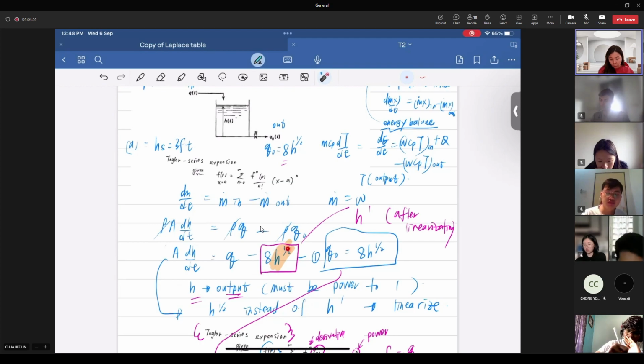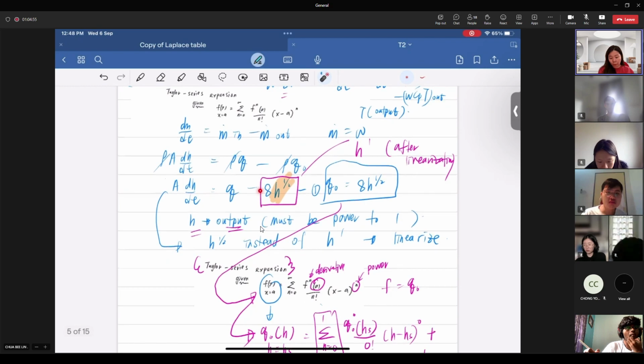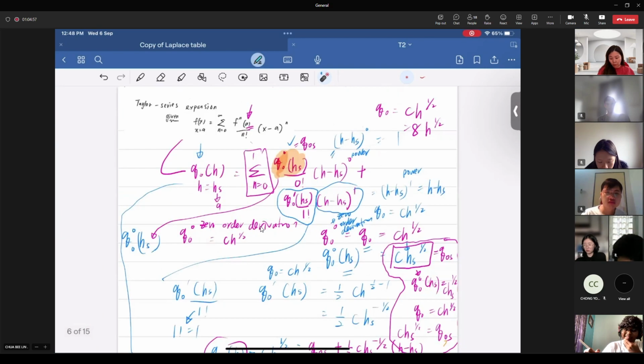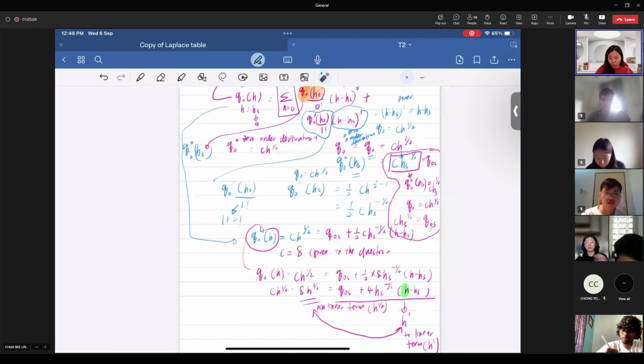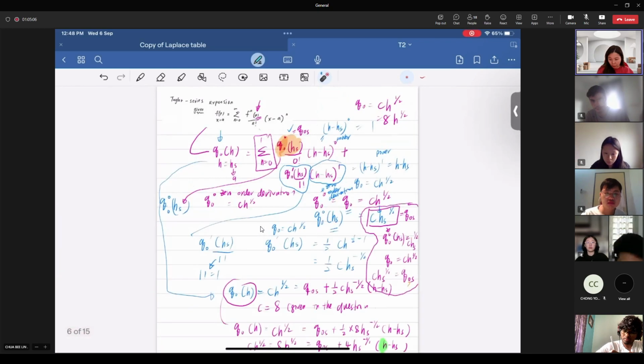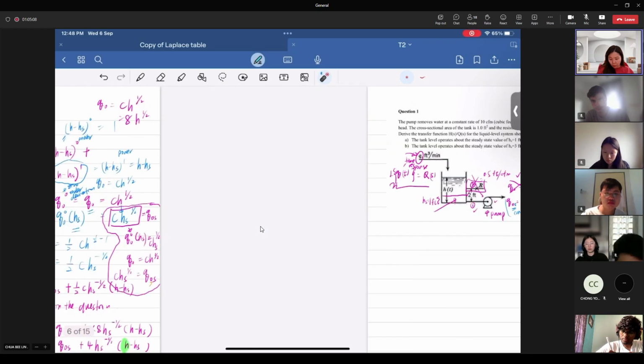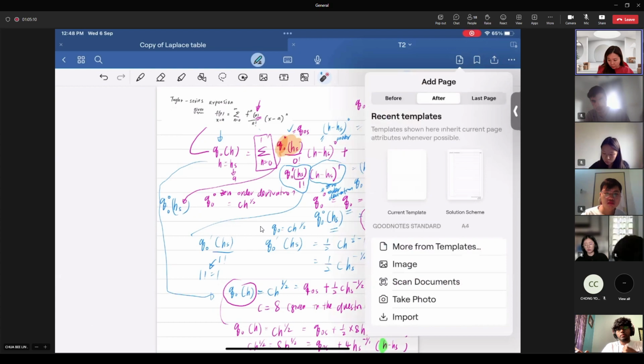So this is your Q naught. Substitute this value with the four lines of this one. So maybe we have another page. Okay. Plus.